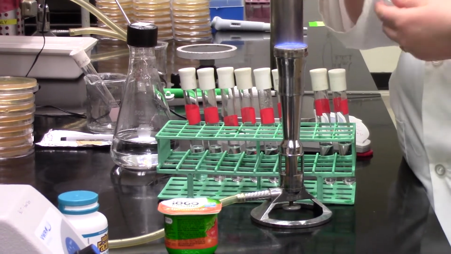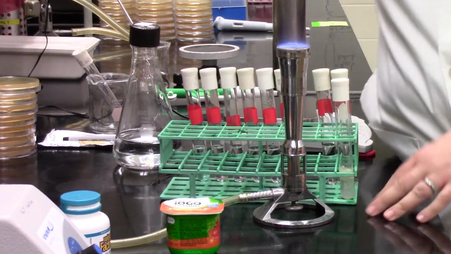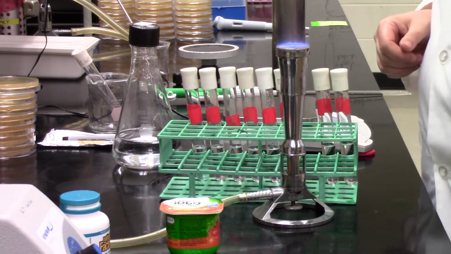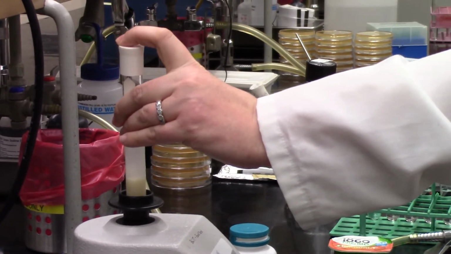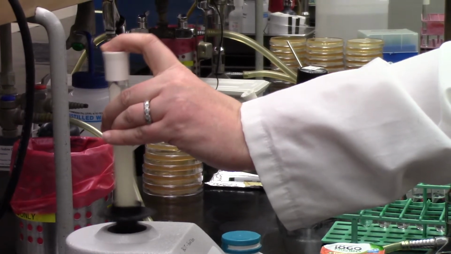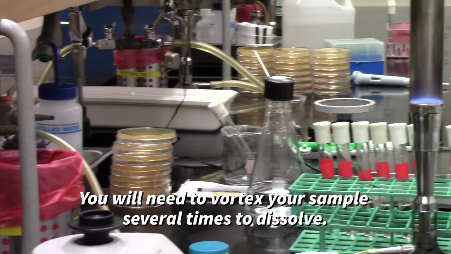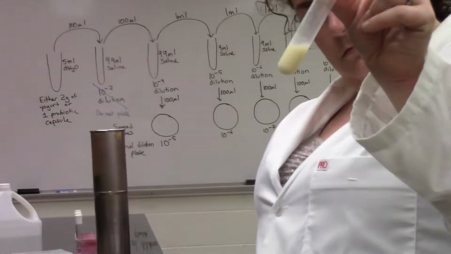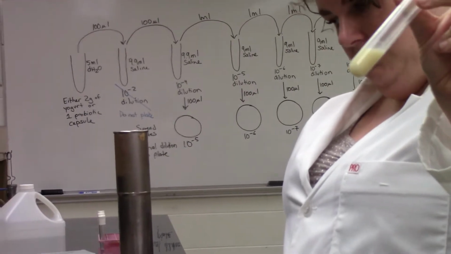Just flaming the neck of that tube again. And now we have that entire capsule's contents in that tube. She's going to vortex it at this point because we need to get all of that powdery bacterial culture mixed, and you can actually see it starting to look much like a turbid broth culture that you've worked with before. You can really see that nicely. It looks kind of like a thick bacterial culture.